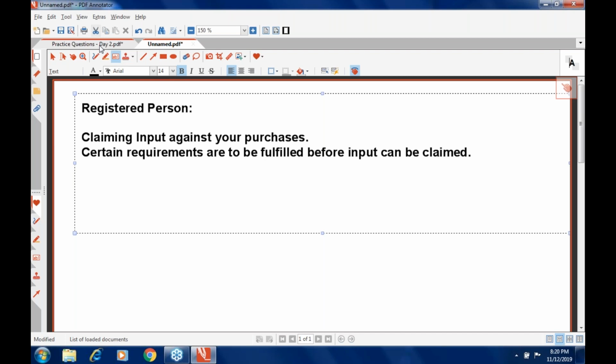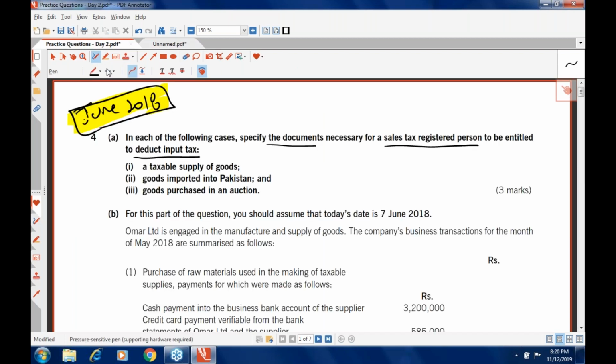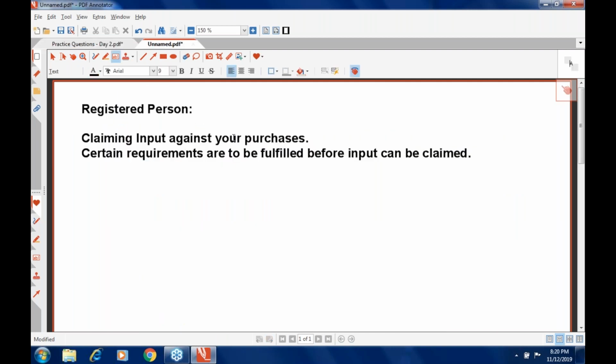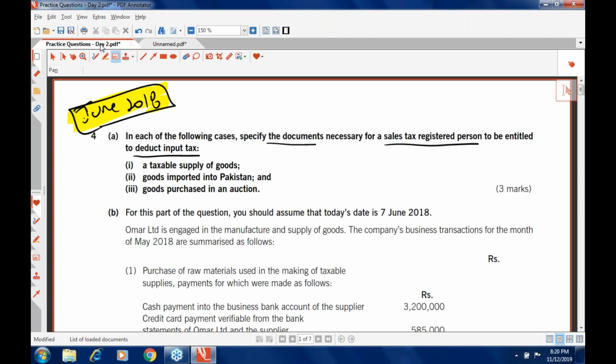So the question asks: specify the documents necessary for a sales tax registered person to be entitled to deduct input tax. As I mentioned, if you want to claim input tax against your purchases, certain requirements must be fulfilled before input can be claimed. What are the documents needed in order to claim the input tax? Let's try to understand.